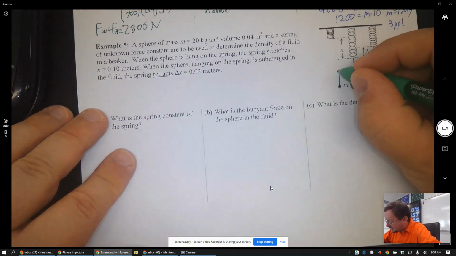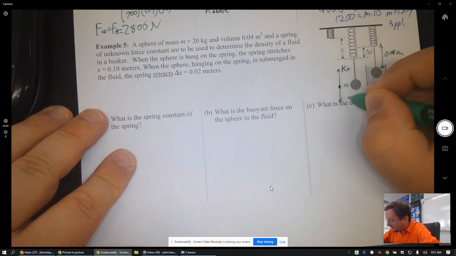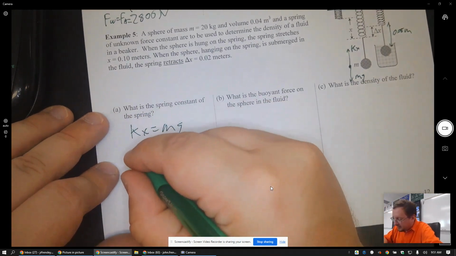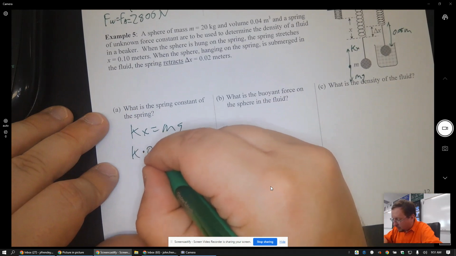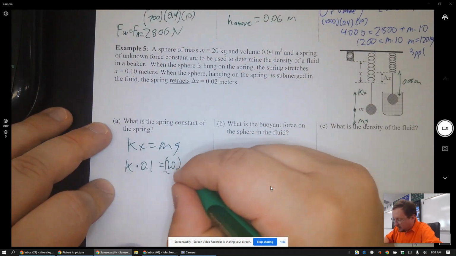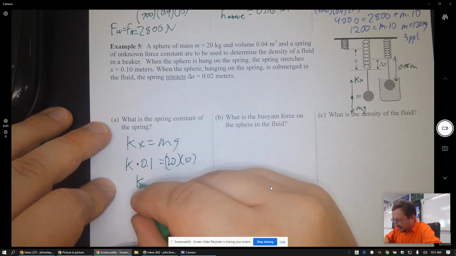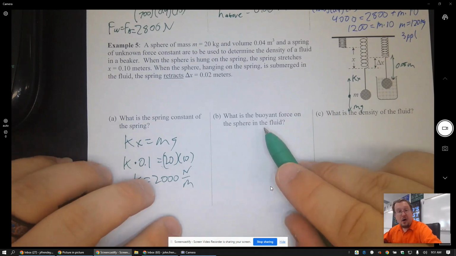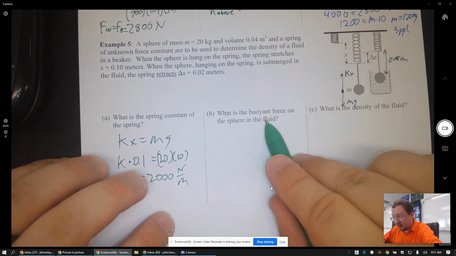In this picture, the spring force is balancing the mg force. So kx equals mg. The k, I don't know. The x was 0.1, it says it right here. And the mass is 20. So 20 times 10. Okay, so the k is going to be 2,000 newtons per meter. Now, what's the buoyant force on the fluid?